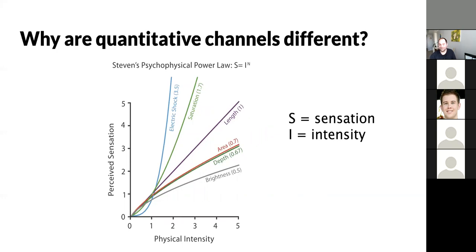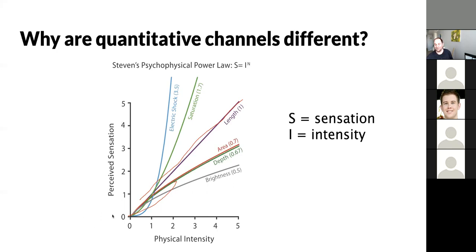We can actually measure that. This goes back to Stevens' psychophysical power law. It says the sensation is intensity to the power of n. So what does that mean? We have a stimulus, like how far two points are apart or how bright something is, and that is proportional to how we perceive it. The point of this chart is to say that there is only a single stimulus that is linear, and that is length: it is linear with respect to the physical intensity and how we perceive it.